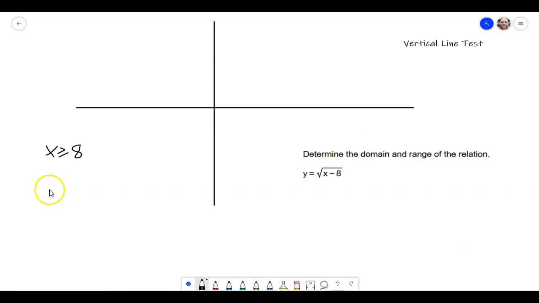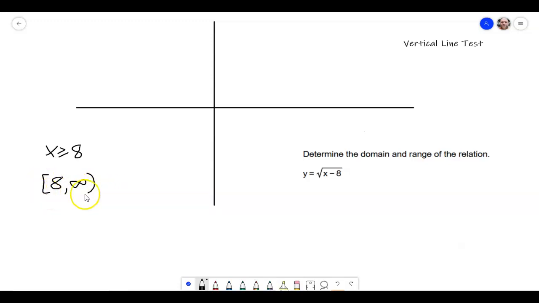And to write this in interval notation, we're going to start at 8. We're going to put a bracket here because we include the 8, because it can be 8. Then we put a comma, and we go to positive infinity. And infinities always use a parenthesis. So I'm going to use a bracket if I include the endpoint, and a parenthesis if I don't include the endpoint or if I'm using an infinity.